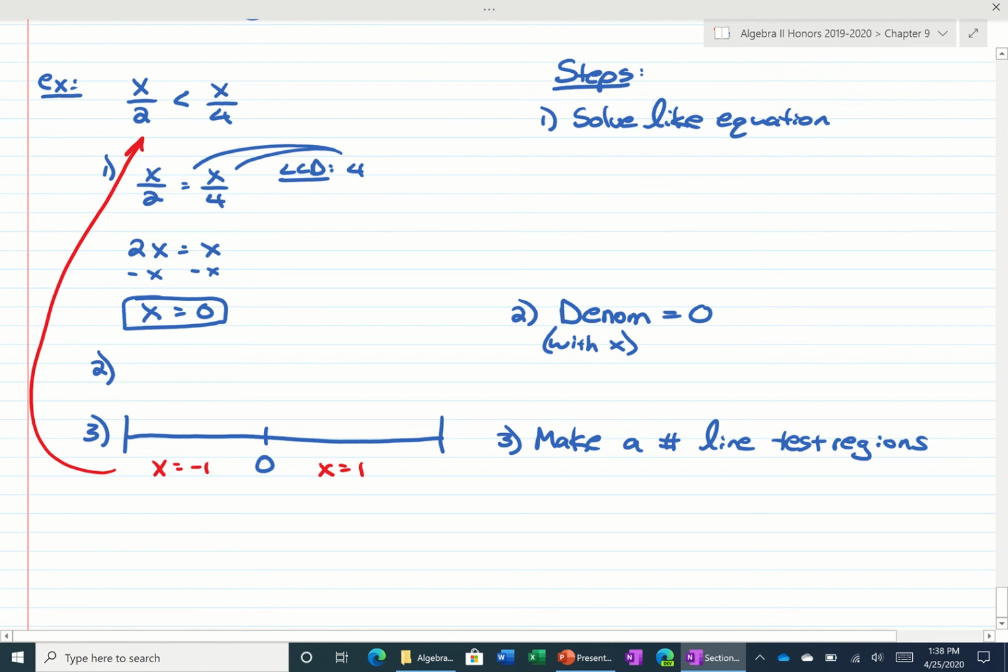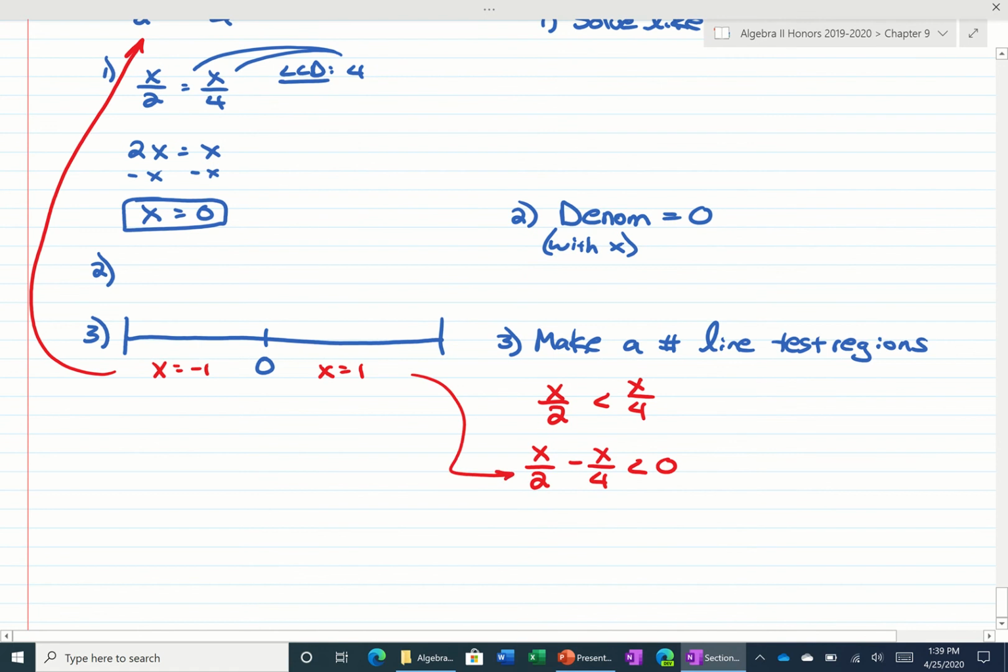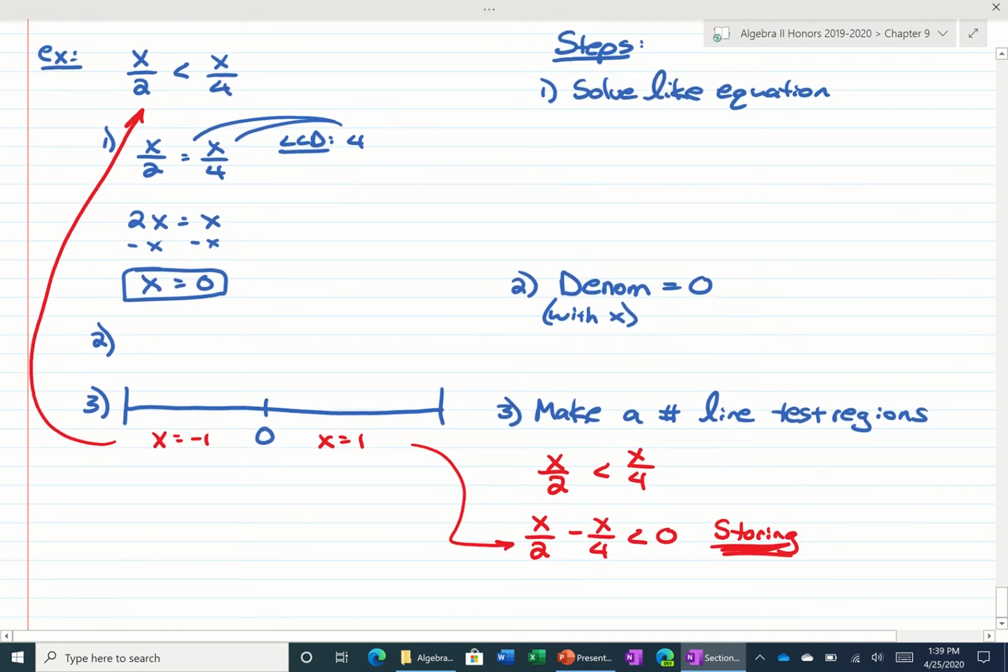If you plug in -1, you could use your calculator for this. The way that I would store it on your calculator is I would always get 0 on the other side. So on a calculator, instead of saying x over 2 is less than x over 4, I would make it so you get 0 on the other side. So x over 2 minus x over 4 is less than 0. So let's test our values into this and see what happens. I would only use this if we're storing on a calculator. It's just easier to do that way. If you're just going to plug them in regularly, it really doesn't matter which equation you use.